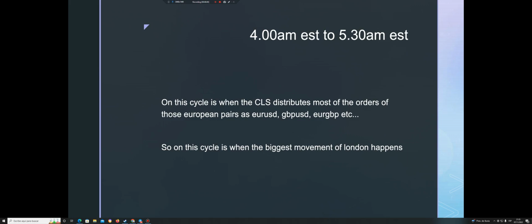It's when most of the volatility of London happens in this cycle, from 4 to 5:30, because like I say, the CLS distributes most of the orders of those European pairs. Yeah, this is basically that. This is why this cycle is the one I trade the most. This is the cycle I must trade, because there is a big probability of having a big move. Okay, now let's go to the chart.